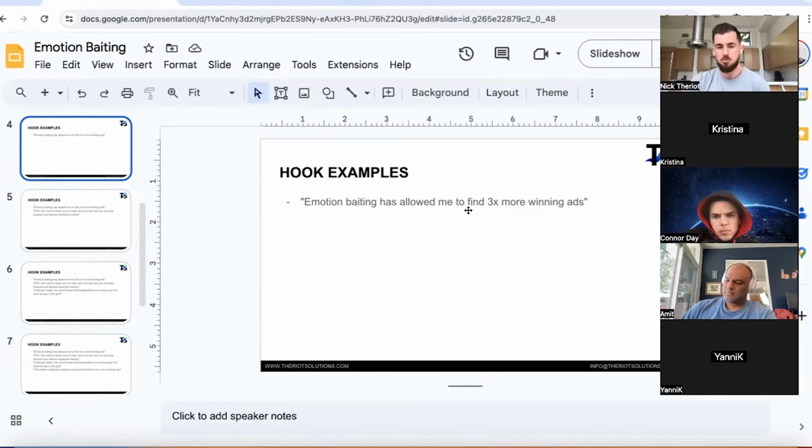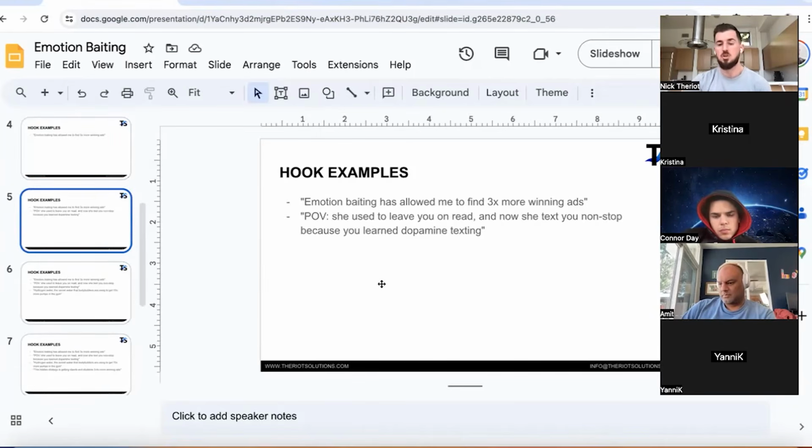So here's an example really quick. Emotion baiting has allowed me to find 3 times more winning ads. This is a good one right here that I actually replicated. POV, she used to leave you on red, and now she texts you nonstop because you learned dopamine texting. So if I've never heard of dopamine texting before, and I was struggling with getting girls to reply back to me, for example, I saw this, that would spike my attention and be wait, what is this?